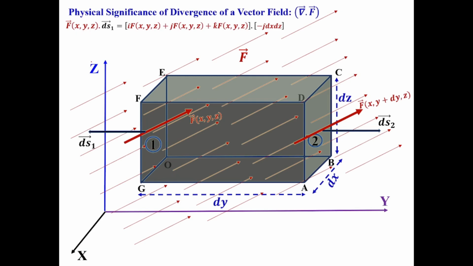But this F(x,y,z) also has x component, y component and z component. As I told, this xyz represents the location, not the component, right? So this F vector at face 1 also has three components. It can be written as i cap Fx(x,y,z), j cap Fy(x,y,z), k cap Fz(x,y,z) dot dS1. Here you can see dS1 is directed along the negative y-axis direction, and dS1 does not have other components along the x-axis and z-axis. So dS1 can be written as minus j cap dS1.